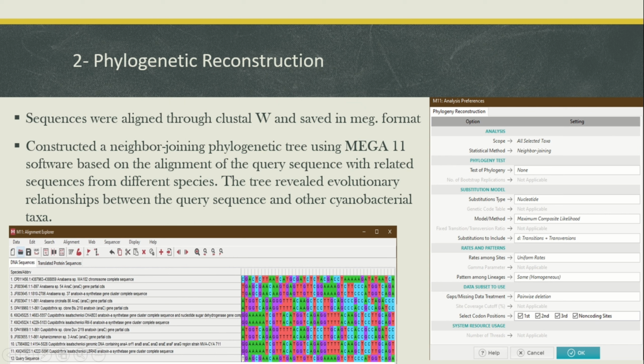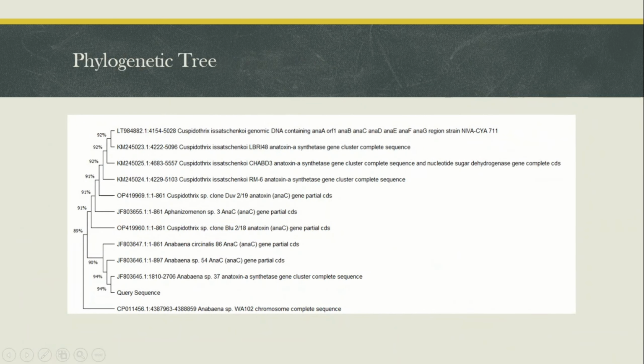You can see that this is the alignment screenshot, in which I show how to align in MEGA X, and next was neighbor joining tree construction. This was a phylogenetic tree in which you can see that my query sequence was highly similar with Anabaena species and the anatoxin A synthetase gene cluster complete sequence. This was the unrooted phylogenetic tree.